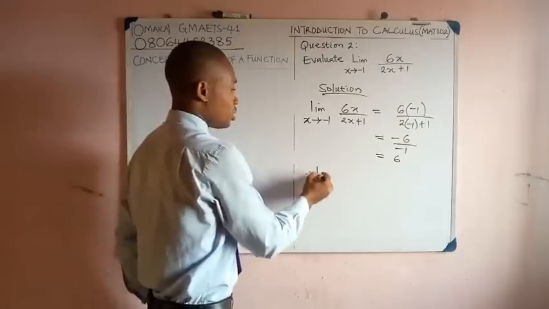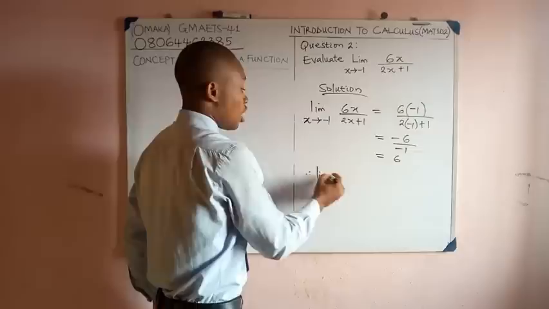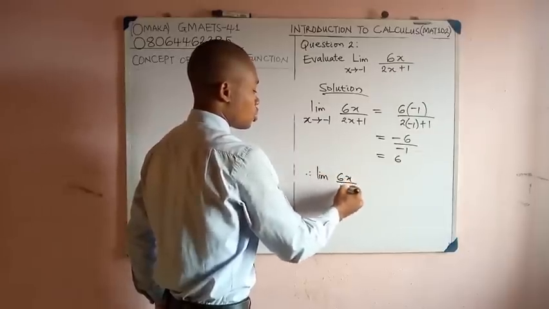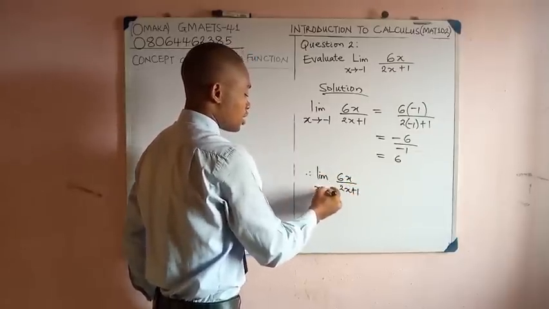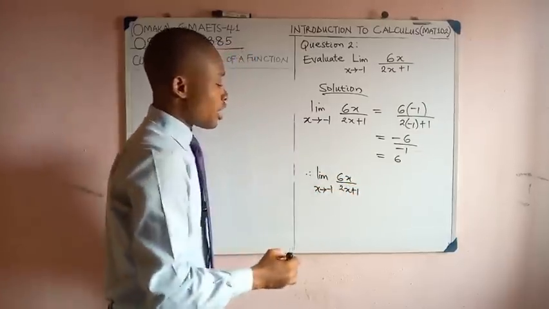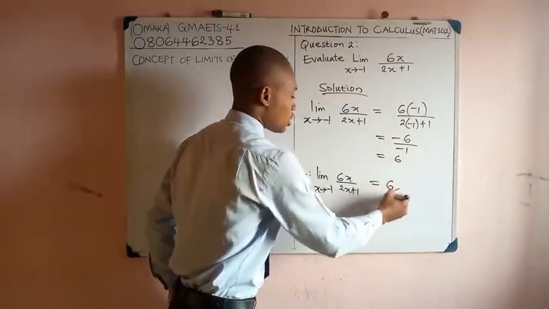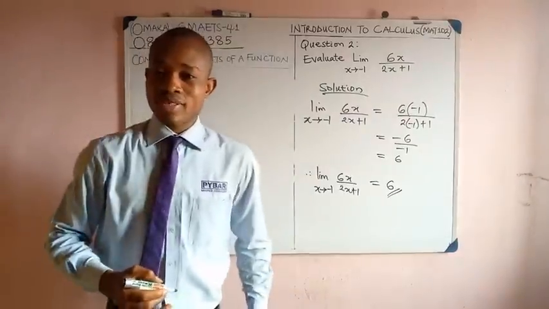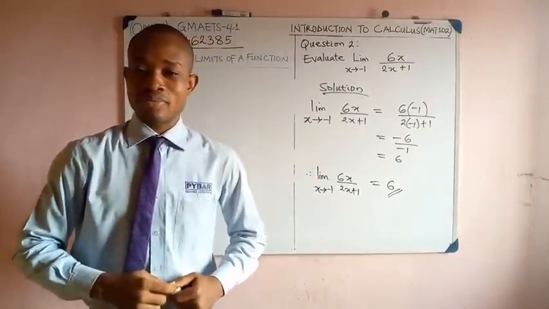We can now conclude that the limit of 6x over 2x plus 1 as x tends to minus 1 is going to give us what? 6. And that's the result of that limit problem.